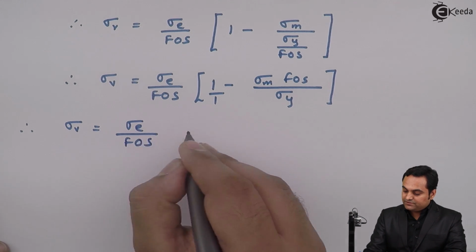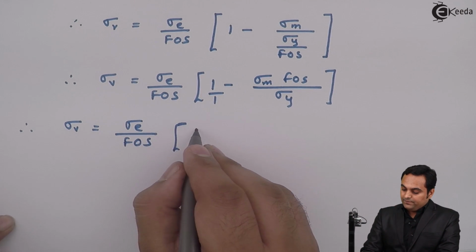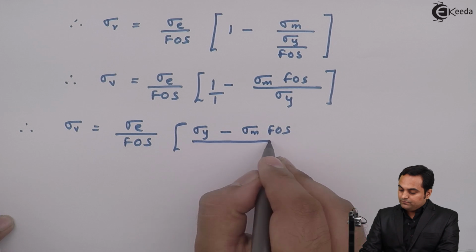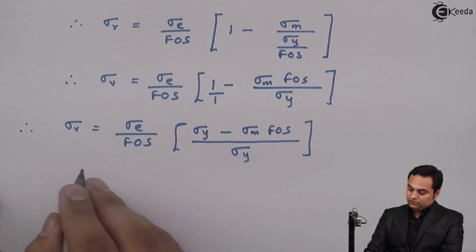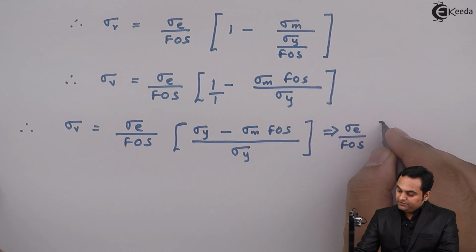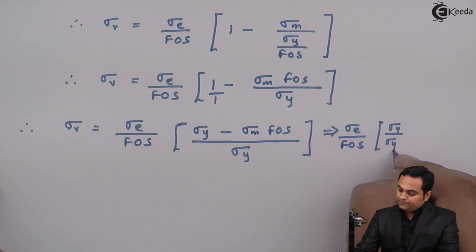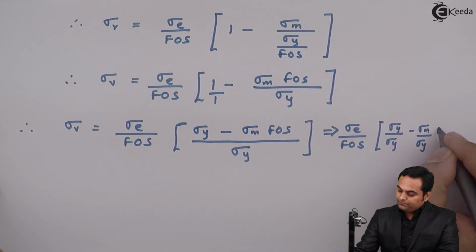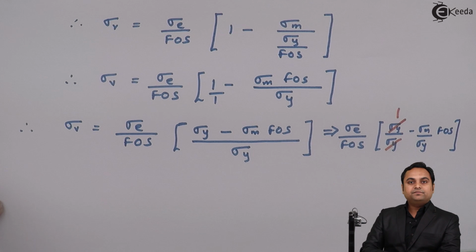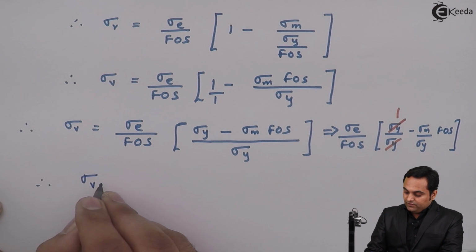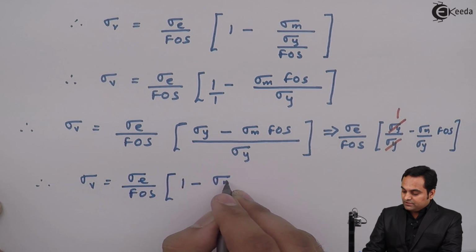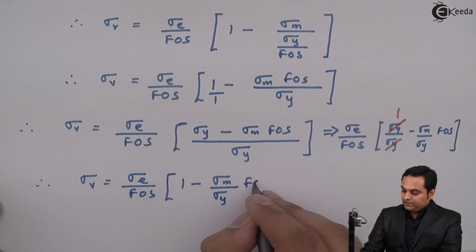Here we have sigma E upon FOS, 1 minus, here we have sigma m, FOS gets multiplied above, and here we have sigma y. Therefore sigma V will be equal to, on simplifying this, sigma y minus sigma m FOS, that is the cross multiplication, upon sigma y. So therefore sigma E upon FOS, this can be written as sigma y minus sigma m FOS upon sigma y. So sigma y and sigma y will get cancelled out. We have 1 here. So therefore sigma v will be equal to sigma E upon FOS into 1 minus sigma m upon sigma y FOS.